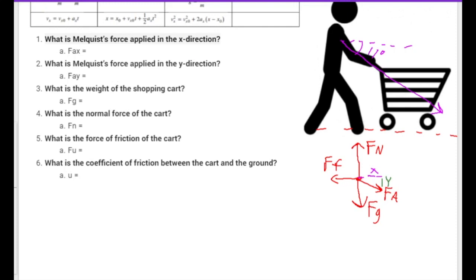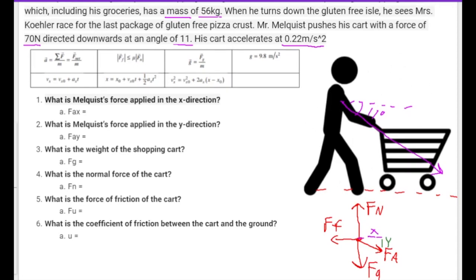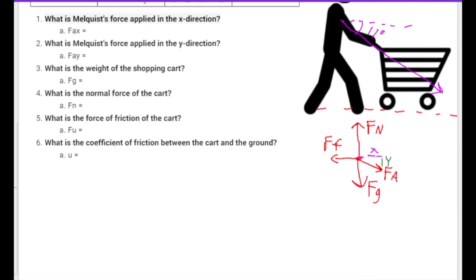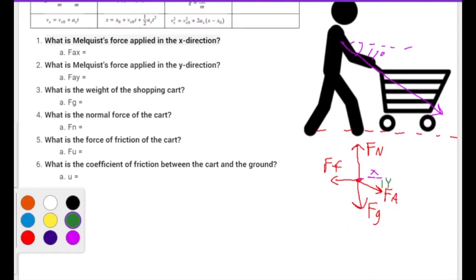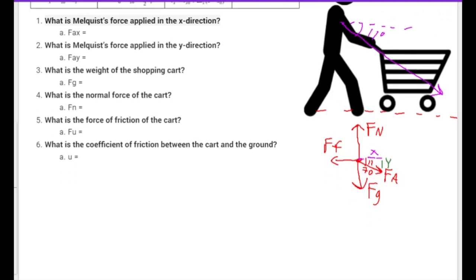First question says, what is Mr. Melquist's force applied in the x direction? So this one shouldn't be that bad because they give us a lot of data. It tells us that the force applied is 70 newtons. So I'm going to label that as 70. And I also have the angle as 11 degrees.